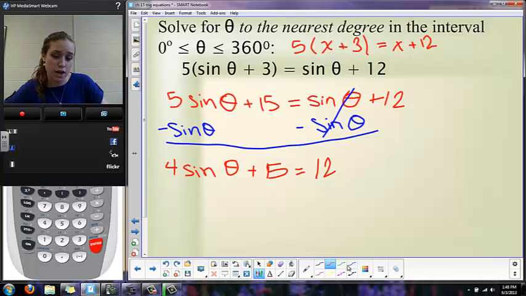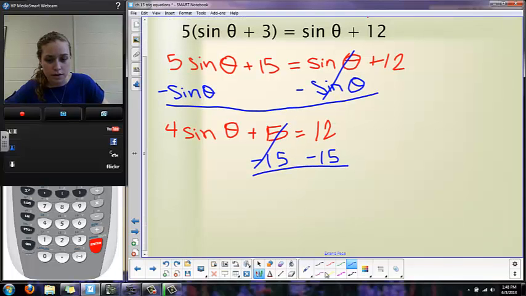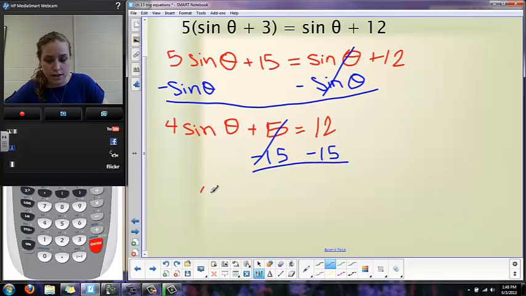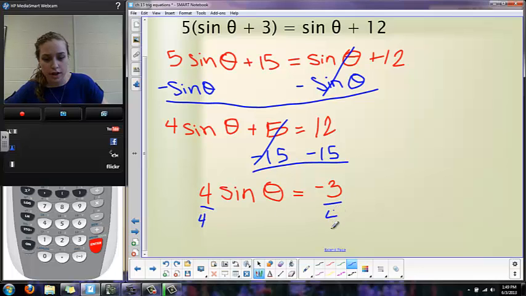I'm going to subtract that 15 from both sides just to move it over. Isolate the variable, get it all by itself. And I have 4 sine theta is equal to a negative 3. And then last step, I'm going to divide by 4. All very easy stuff that I'm sure that you won't have any problem with.